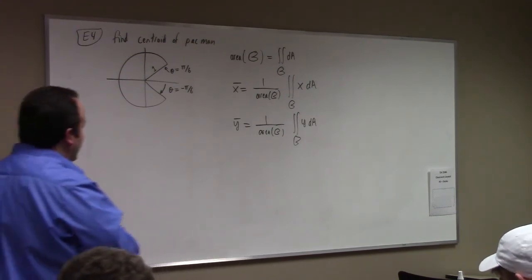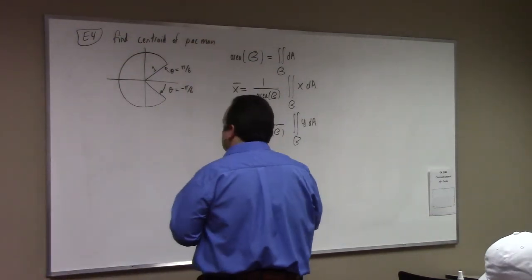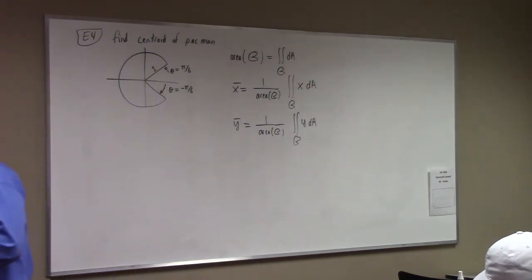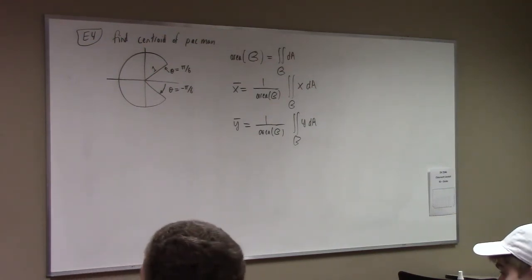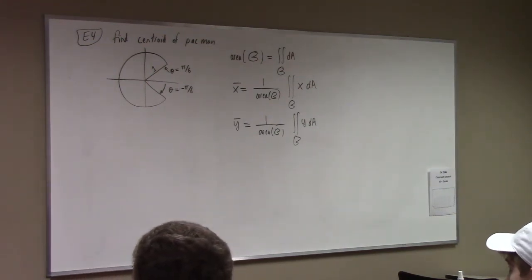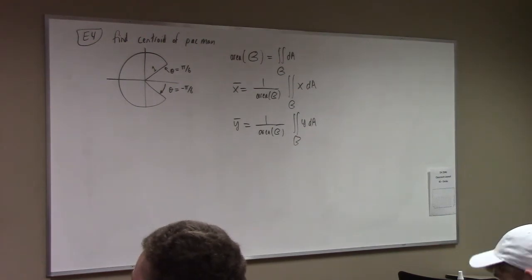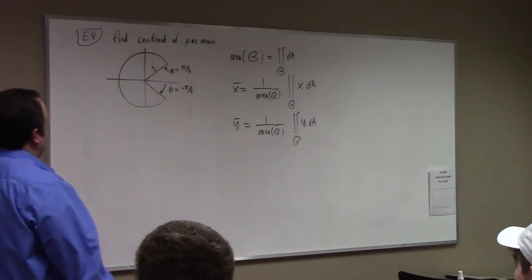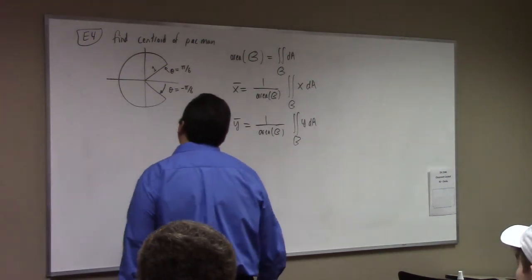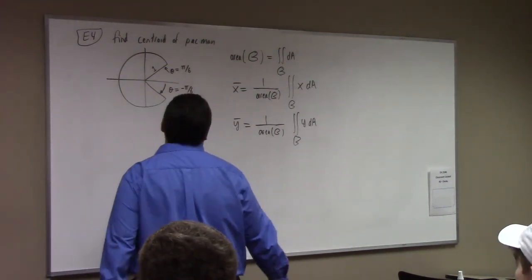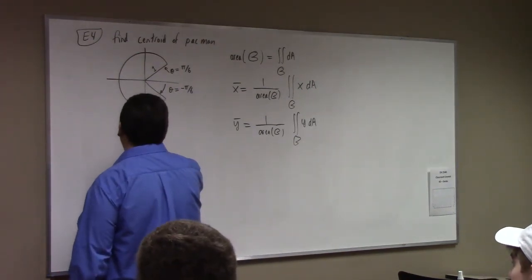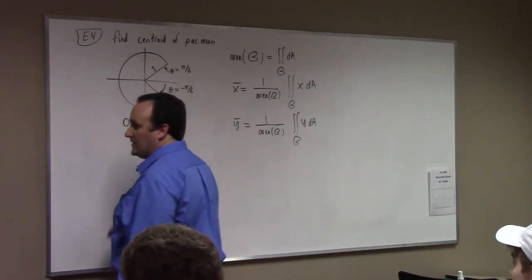Okay, so how do you actually calculate these? Actually, this problem is too easy. I'm a little bit disappointed in my example because this Pac-Man's too easy. It's fairly clear that the way to describe Pac-Man in polar coordinates is 0 less than r less than 1, right?